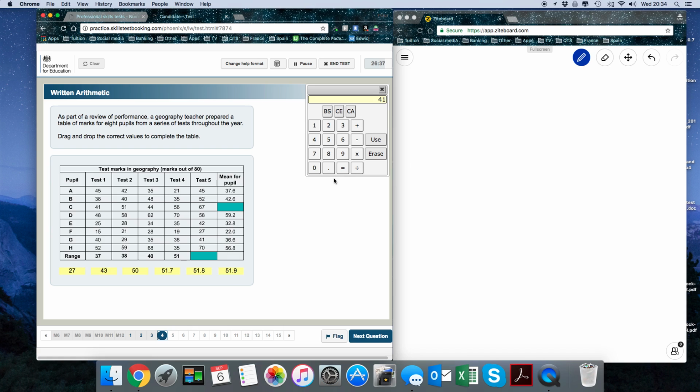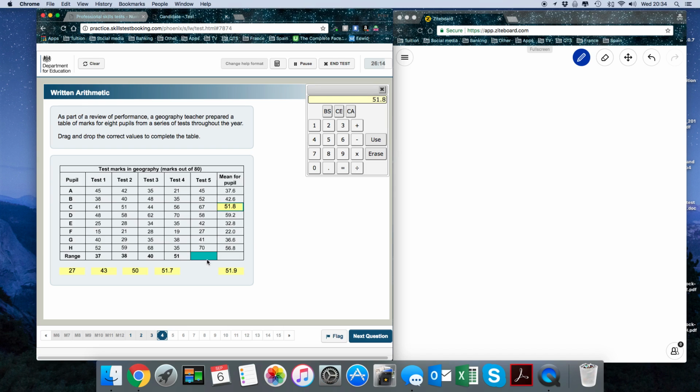So we've got a 41 plus a 51, and there's no shortcut for this really. I wouldn't try and do this in my head or anything like that. It's too tricky. We just add the numbers up. How many numbers did we add up? It's test 1 to 5, so it's 5 numbers. We divide by 5. It's 51.8. We drop that one in there.